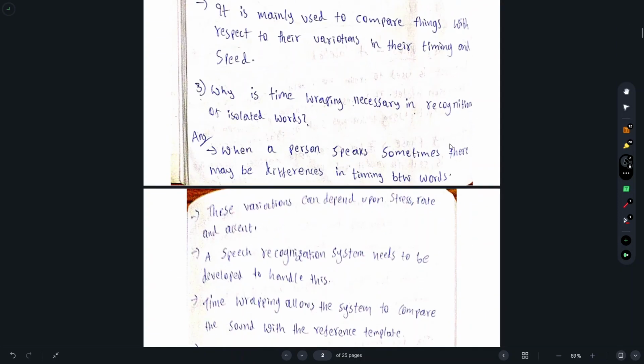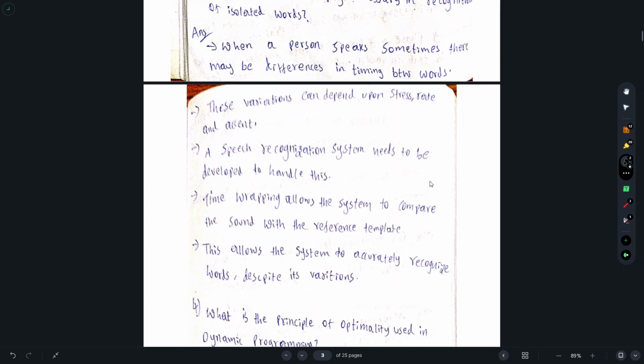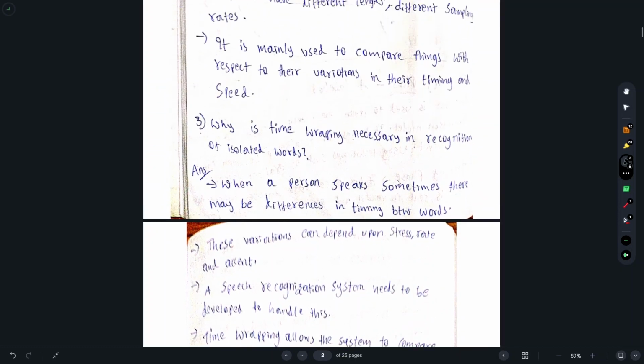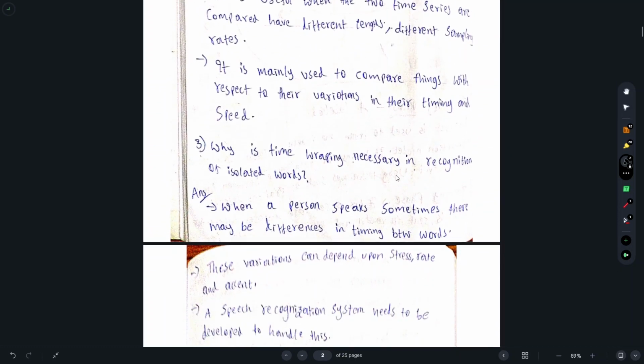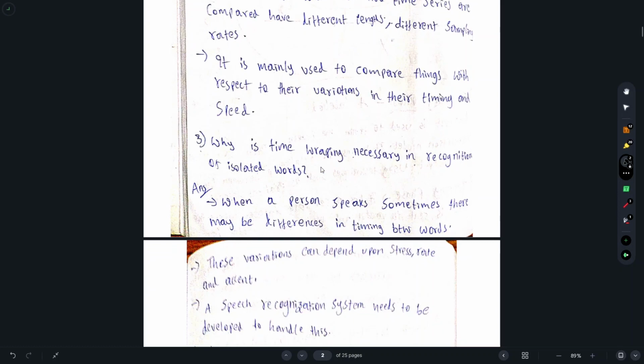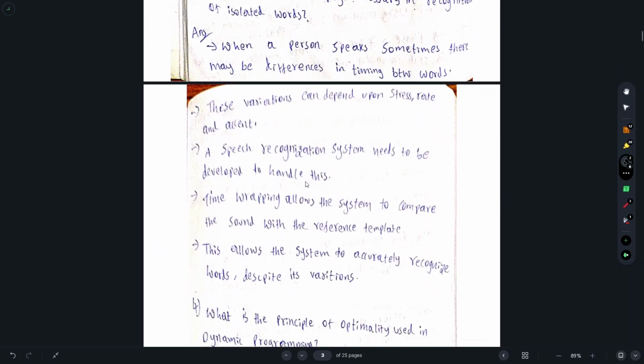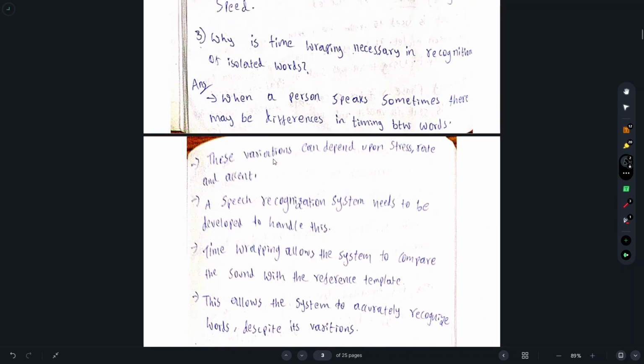Why is time warping necessary in recognition of isolated words? When a person speaks, sometimes there may be differences in timing between words. Time warping is a concept where a sample template is provided. If a person speaks some words, the system checks them against the reference template and comes to clarity. These variations can depend upon the stress, rate and accent. The person may speak differently in different situations.